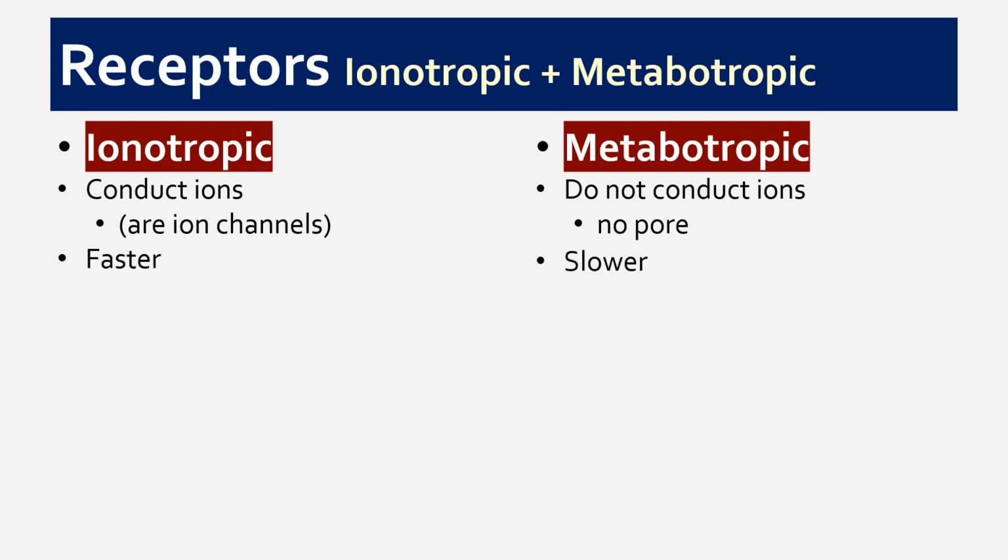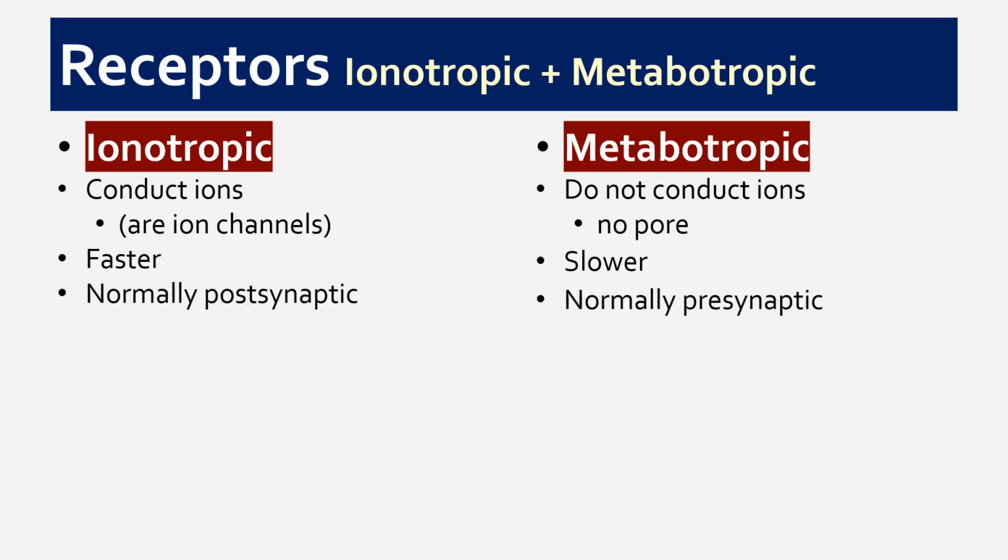The actions of ionotropic receptors are normally faster than those of metabotropic receptors. And ionotropic receptors normally overlap almost exclusively with postsynaptic receptors, i.e. most of the postsynaptic receptors are ionotropic, most of the presynaptic receptors are metabotropic.